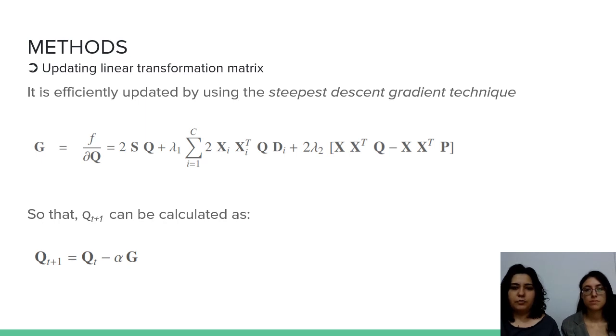We utilize the proposed optimization algorithm in which the linear transformation is estimated by a gradient descent method, where Qt plus 1 and Qt denote the projection matrix Q in iteration t plus 1 and iteration t respectively, and alpha is the step length and the learning rate.